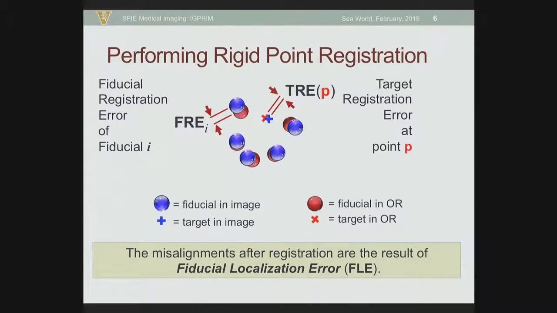What we're really interested in is where did this registered blue point end up? Did it end up on the red one, the true position, or not? And of course, if the surgeon ablates the blue plus and he meant to hit the red one, well, that may be bad. Well, that's target registration error. We hope it's not too large.